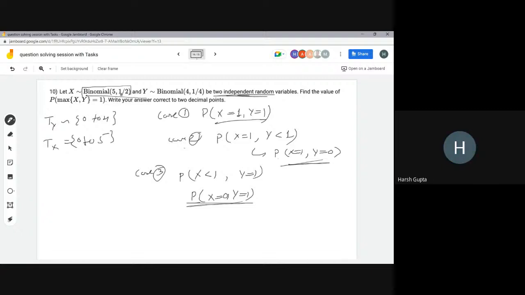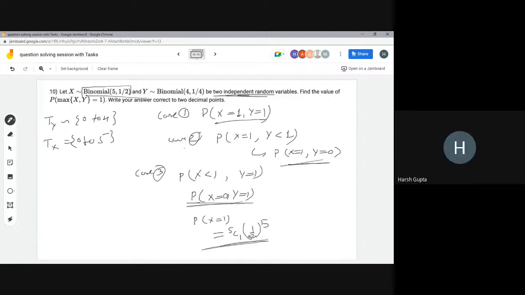So I hope you got it. What is P of X equal to 1? So X is what? 5 into 1 by 2. You can directly write 5 because 1 by 2 then 1. Right?